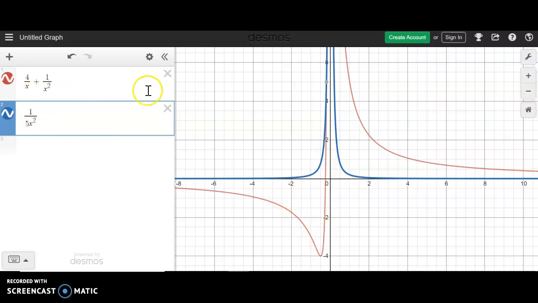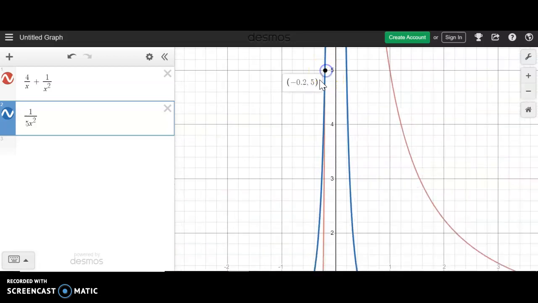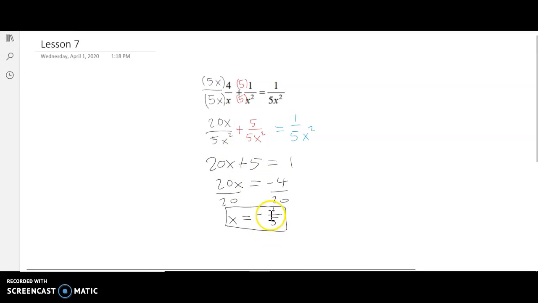So the red graph here is the 4 over x plus 1 over x squared, the left side of the equation, and then the 1 over 5x squared gives me the blue graph. And so if I click on either one of them, it should show me this point here where they intersect. So they intersect, according to Desmos, at negative 0.2 comma 5. And remember, negative 0.2 is the same thing as negative 1/5. So that confirms our answer and also shows you a different way of solving the same problem.